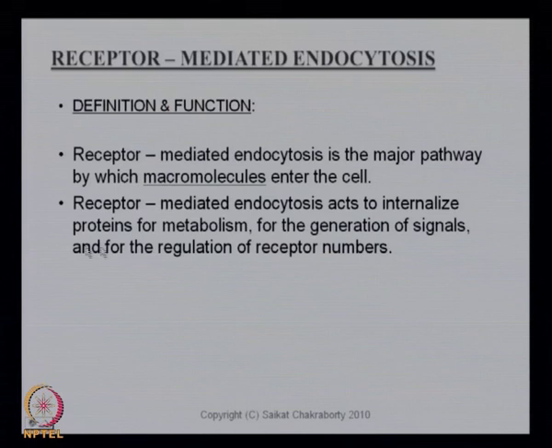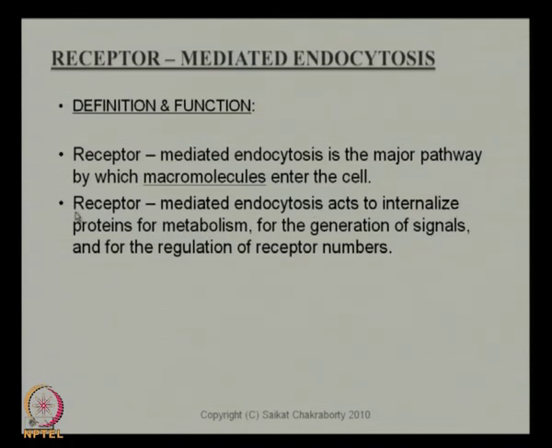So what do you do then? That is another thing we are going to look at. The second point over here is that receptor mediated endocytosis acts to internalize. This is how you kill a bacteria or virus. It internalizes the protein or whatever the macromolecule is, it does not have to be necessarily protein, and it is involved in the generation of signals and the regulation of receptor numbers. So, let us go one by one to these 3 points.